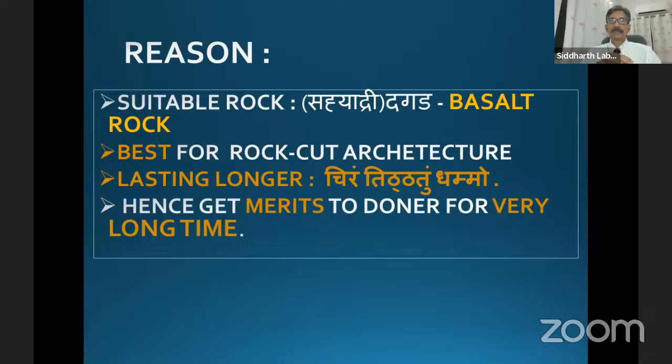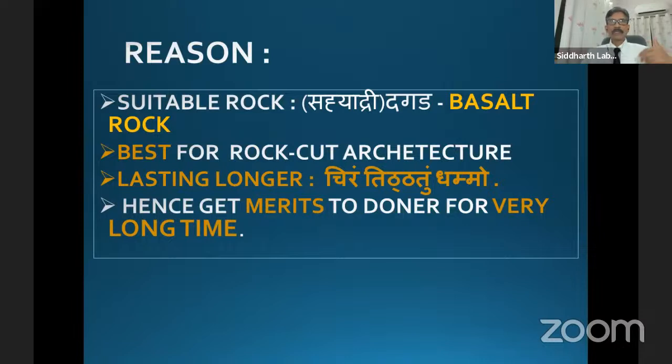So Chirang Titthatu Dhammo. What is the meaning? Chirang Titthatu Dhammo means let the Dhamma live longer or stay longer. That is the purpose of carving Buddhist architecture in the rock, and hence the donor gets the merits for a long time.